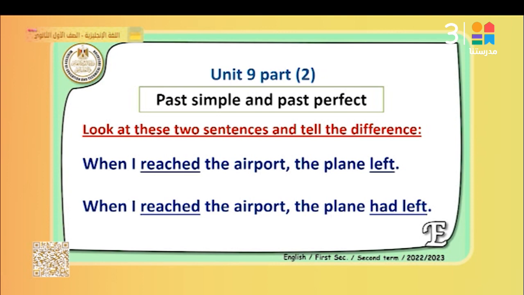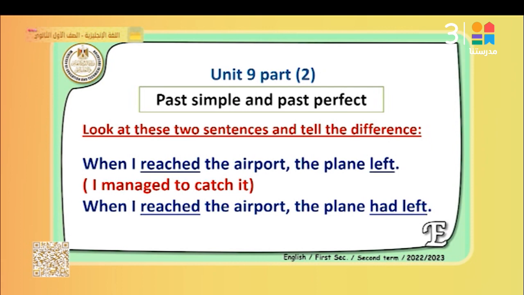What is the difference between the two sentences in meaning? The first one means that I managed to catch the plane. When I reached the airport, the plane left. It means the moment I reached, the plane left. At the same time when I reached the station, the plane left, so I managed to catch my plane.